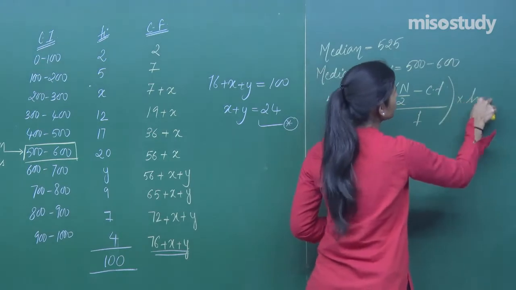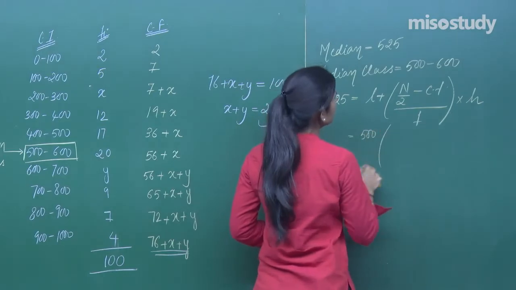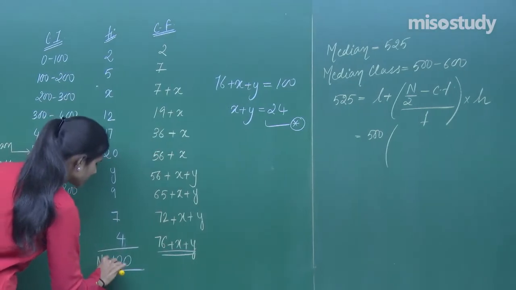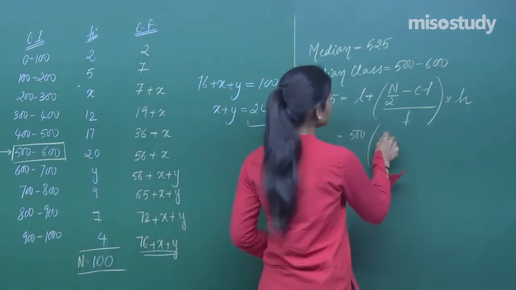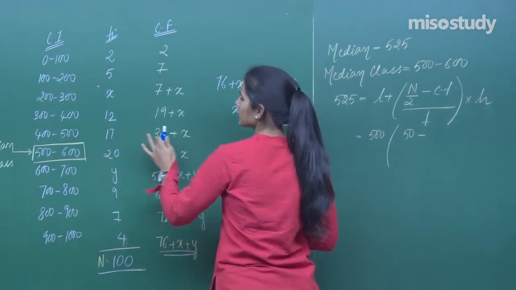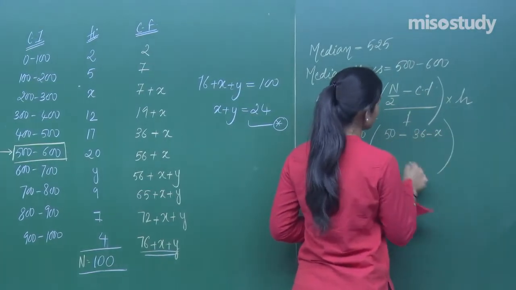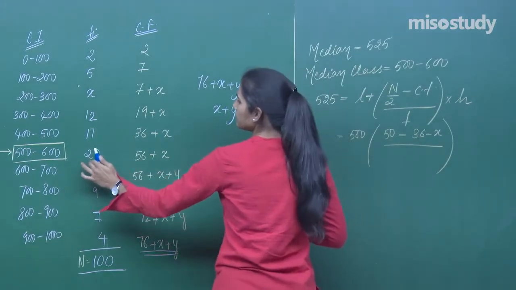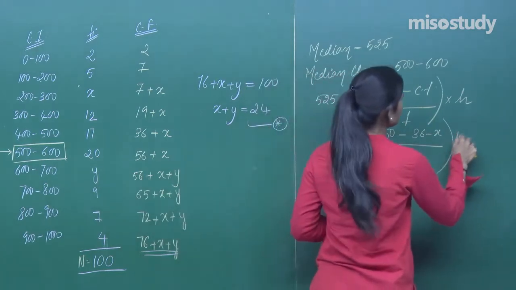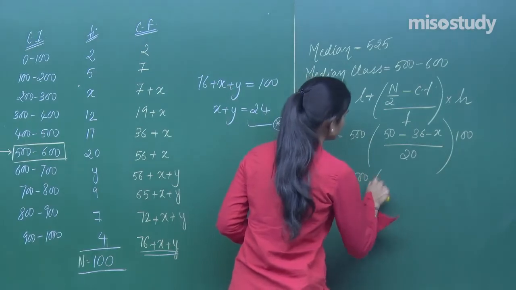upon f into h, where you know what these values are. L is the lower limit of the median class, 500. Capital N by 2, capital N is your 100. Capital N is nothing but sum of all frequencies, so it is 100. N by 2 is 100 upon 2, which is 50, minus cumulative frequency of the class preceding the median class, which is 36 plus x. So 50 minus 36 plus x is 50 minus 36 minus x whole upon frequency of the median class, which is 20, multiplied by h, which is class size, 600 minus 500, which is 100. This gives you what? This is 500.